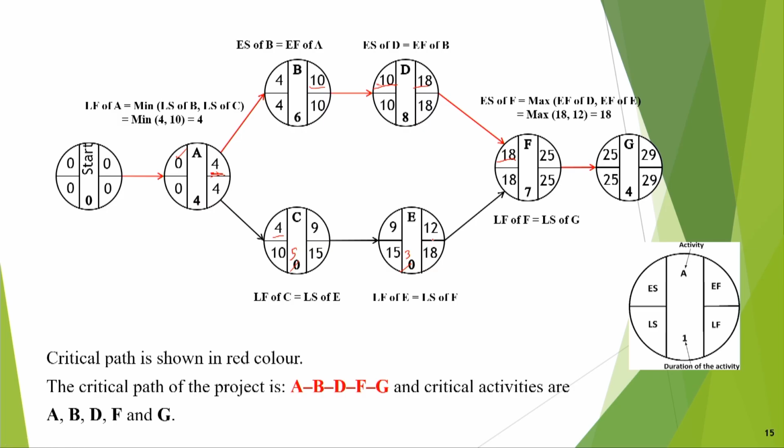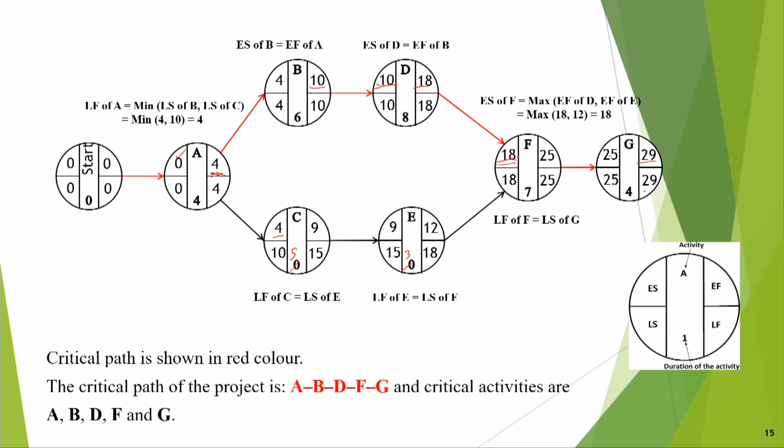So you see that here it is finishing at 12 and here it is finishing at 18. Therefore it can start at 18 only, that means the maximum of those. Then 18 plus 7 is equal to 25, that means it starts at 18 and will end at 29. So the total duration is now 29 days.